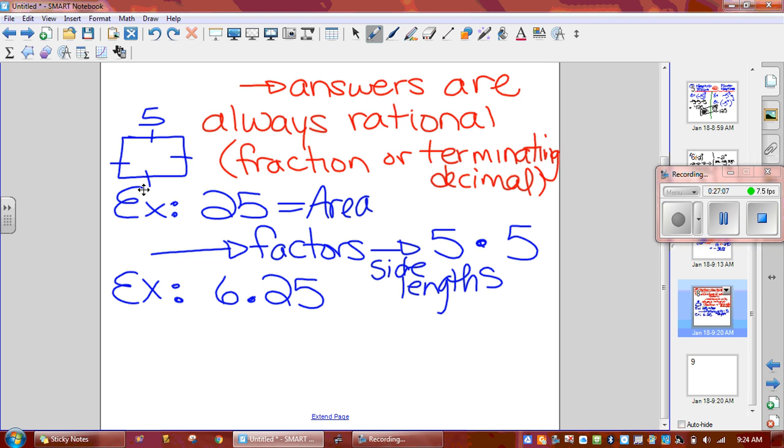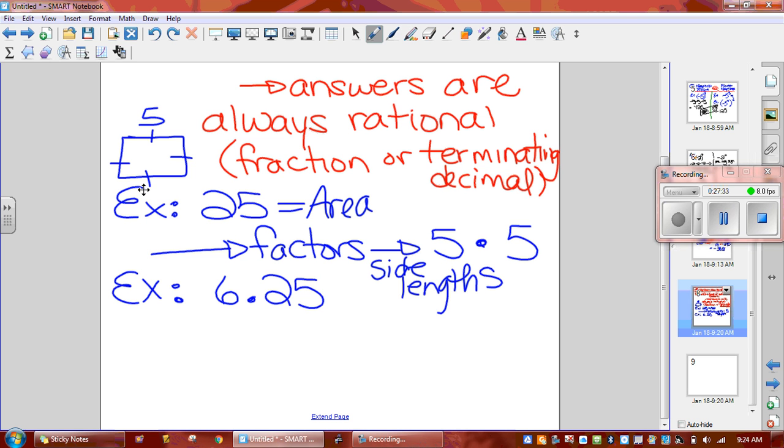So if our area is 25, that means I took length times width, 5 times 5, same answers. Now, how would I go from area to get my side length? How did I find 5 from 25? Is it a number I just memorized? Is there a button on the calculator I could push? What would I do to find the answer of 5?